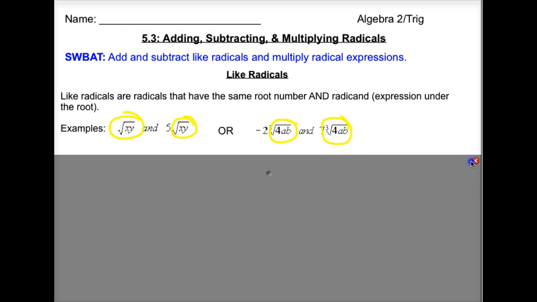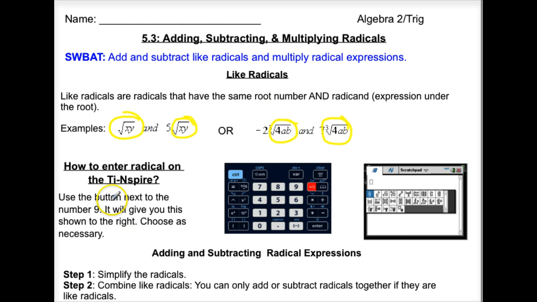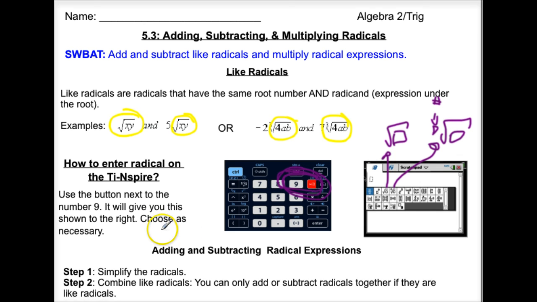Now, really quick, I put screenshots on your paper on how to enter a radical on a TI-Nspire. Use the button that's next to the number 9, which is highlighted here in red, and it will give you what is shown on the right. You choose as necessary. So the third one, which is right here, is my square root of some number, and then the other one is when I want to enter the cube root or whatever the case may be. Any number can go here.